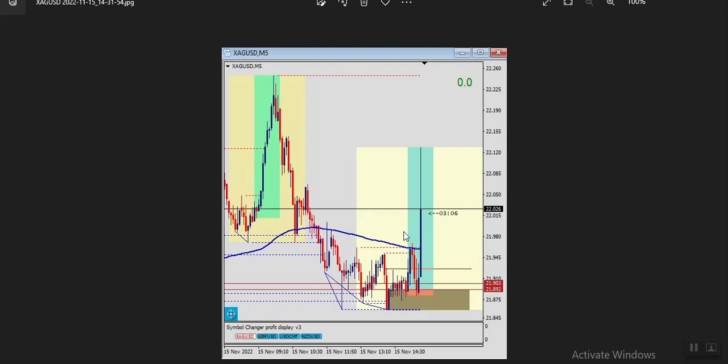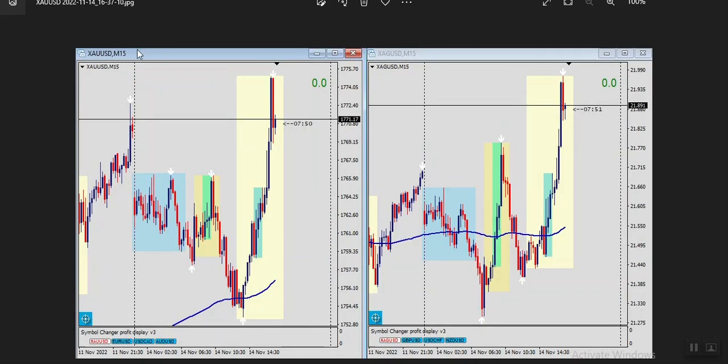Let me share other setups as well. So this is gold and silver happening on the 14th. See what happened here. Price is creating a lower low here, and price is creating a higher low here. So that is divergence, and it's rejecting from the moving average.